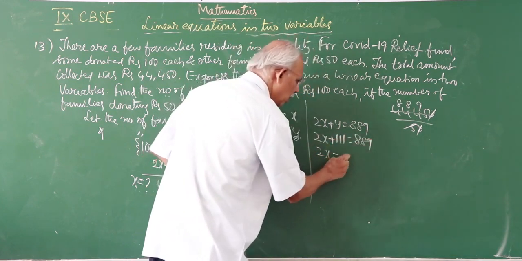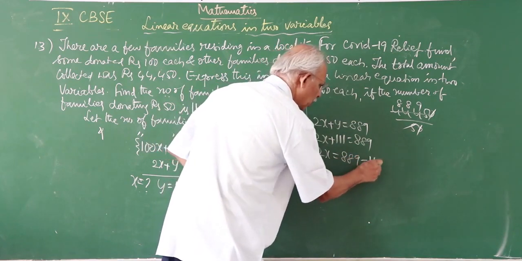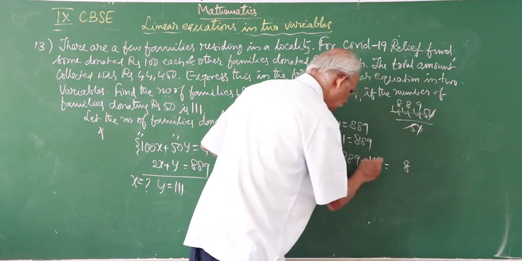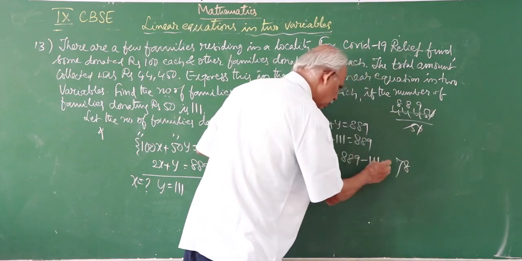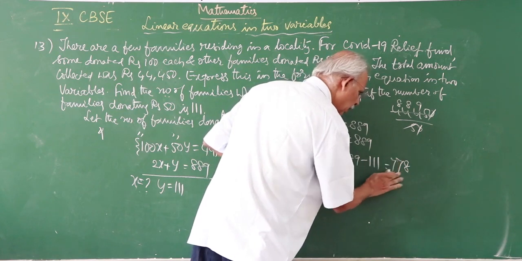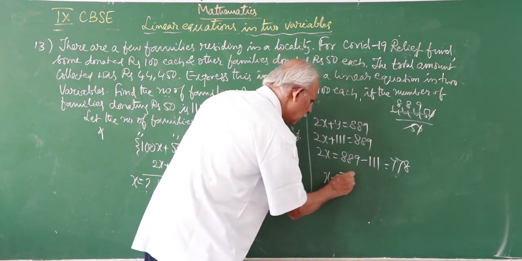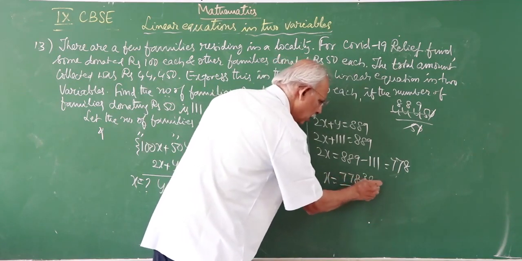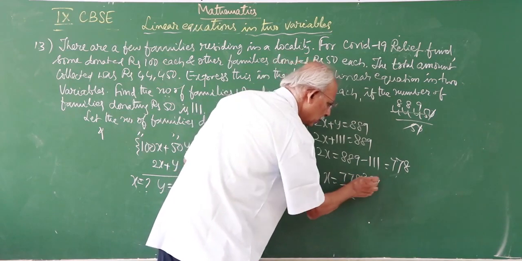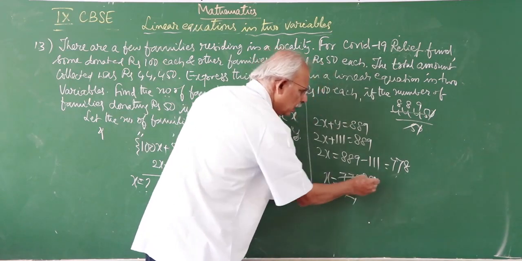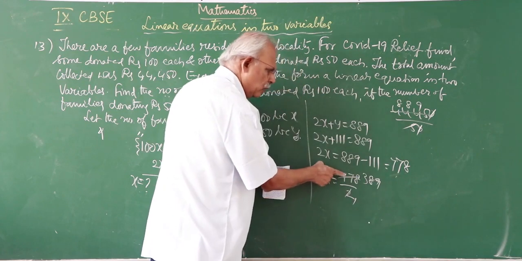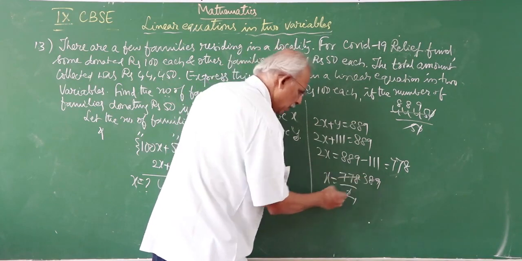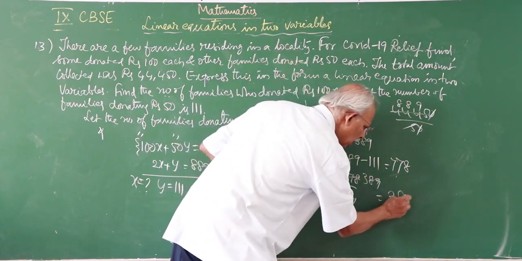Shift: 2X equals 889 minus 111. So subtract: 778. So X equals 778 by 2. So 2 sevens are 14... 2 threes are 6, 1 remains, 17, 2 eights are 16, 1 remains, 18, 2 nines are 18. So X equals 389.